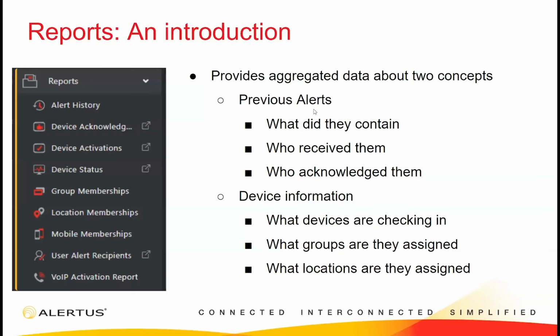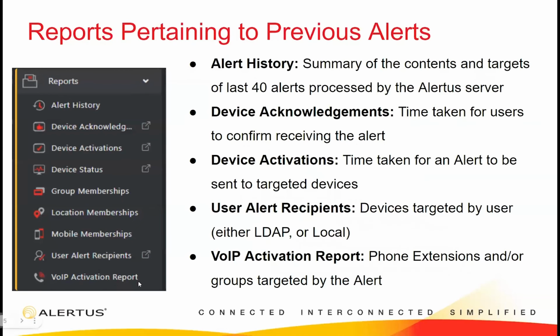I'm going to be starting with this first section, which is about previous alerts. So we can take this menu here and just narrow it down a little bit. These are the ones that are relevant to looking at previous alerts. The alert history is a summary of the contents and targets, so just an overview of that alert. Device acknowledgements is the time taken for users to physically click an input to say, I've acknowledged that this alert has happened, whereas device activations are just if it was received by the device at all.